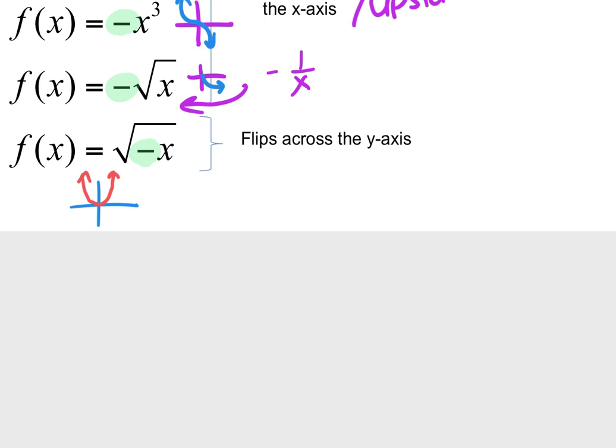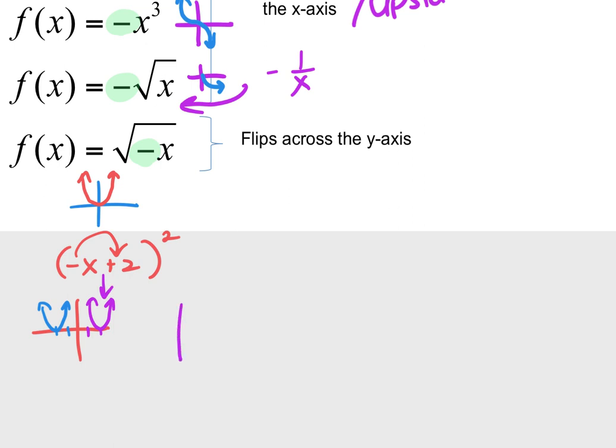What will change is if it's inside the parentheses and there's a horizontal shift. With a horizontal shift, it changes the impact of the horizontal shift. So there's two ways to look at this. One is normally this is a shift left 2, and then I'd have to flip it over my y-axis, which would put it over here. And that would be your end result.